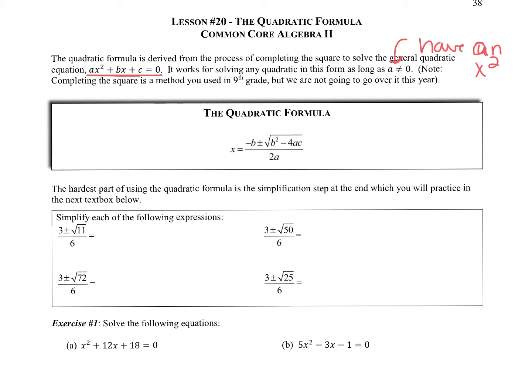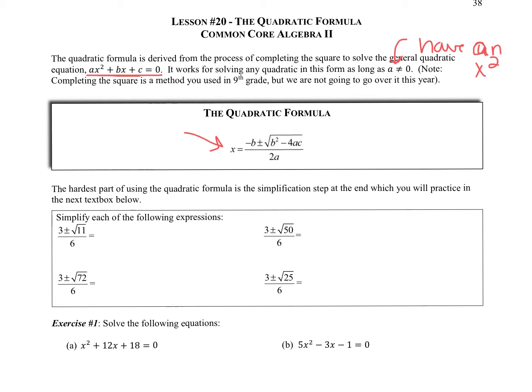Now, note, completing the square is a method used in 9th grade, but we are not going to go over it this year. We're focusing on the other types of methods. So this is the quadratic formula right here. The hardest part of using the quadratic formula is the simplification step at the end, which you will practice in the next text box below.